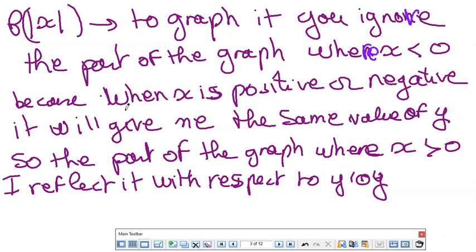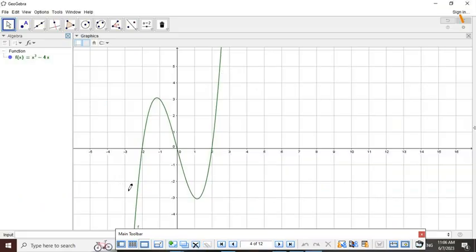So I use where x is positive, and I will do the reflection with respect to y prime y. What does it mean? So if this is the graph, I'm still there. When I say f of absolute value of x, guys, if you replace x by 1 or x by minus 1, it's going to give me the same answer, because when I replace x by, let's say, 1 or minus 1, both should give me the same answer.